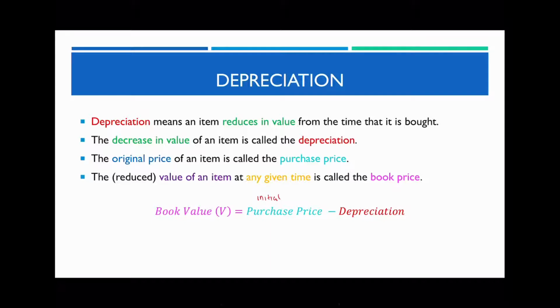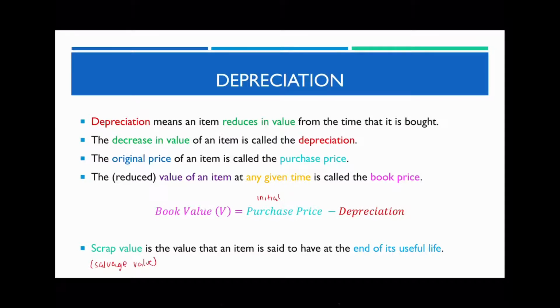Now there's also another word that I need you to understand, and that word over here is the scrap value, or this might also be referred to as the salvage value as well. These two terms can be used interchangeably, and it's the value that an item is said to have at the end of its useful life. So what do I mean by useful life? Useful life just means that it still retains value. You can still make some profit out of that, but after this particular scrap value, the company doesn't actually make any profit at all, so there's no point continuing to make this particular product.